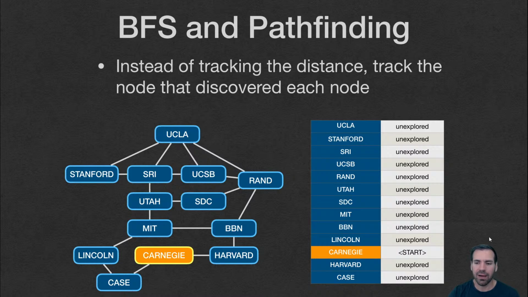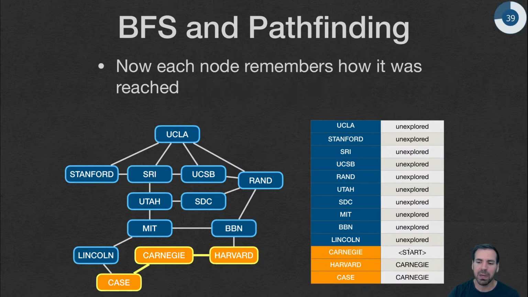And switching up our graph a little bit. So Carnegie, we're going to have some special indicator to say this is the starting node. It might be null or -1 or whatever you want to mark this as the starting node. And then whenever we explore a node, we remember which node we came from when we explored that node.